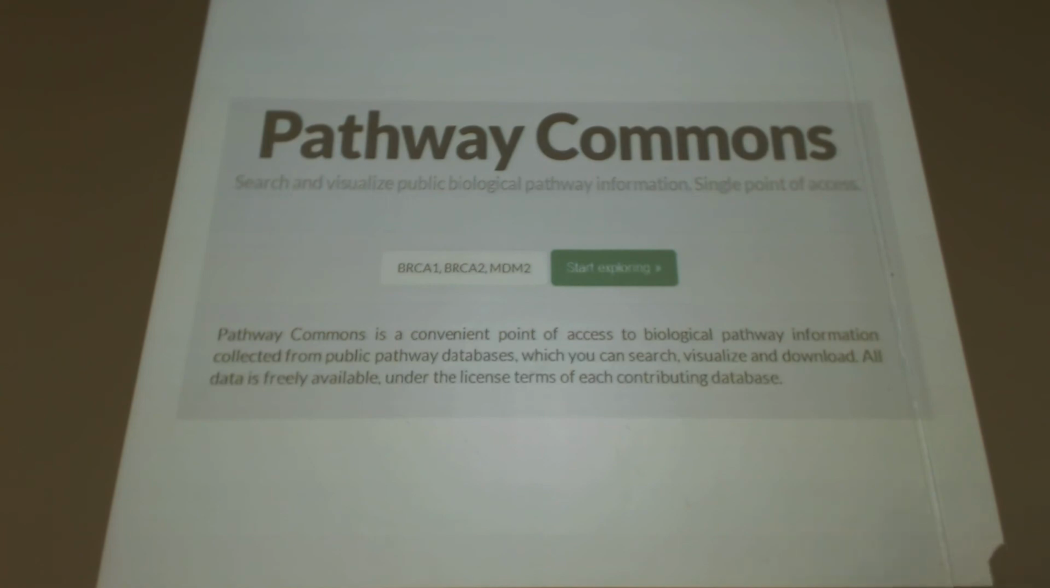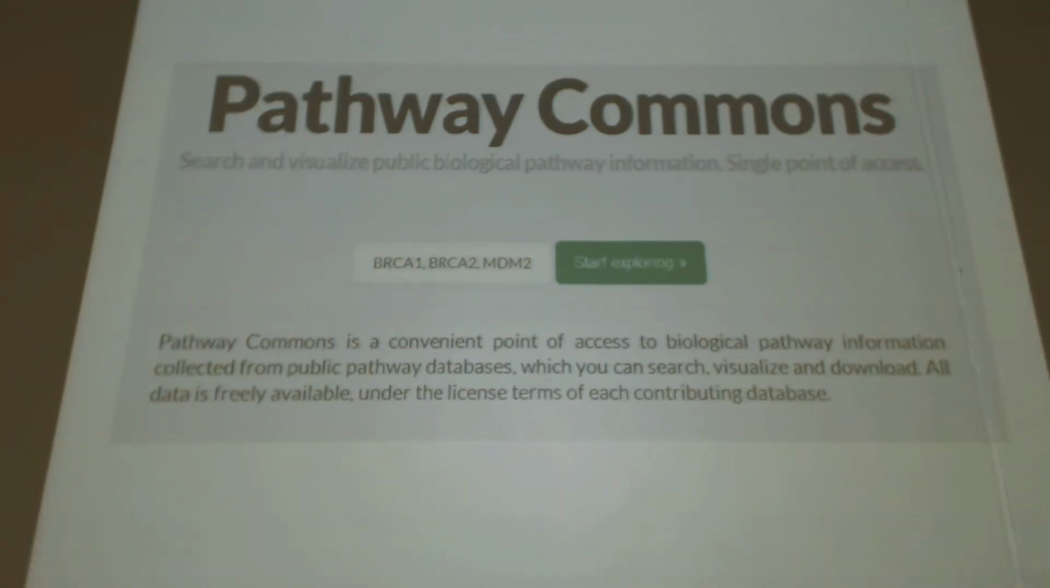What we've done is we went to one of the databases out there that keeps track of which genes talk to what other genes. In this particular case, this one was Pathway Commons, which actually combines some of the other databases, so it's more of a conglomeration.